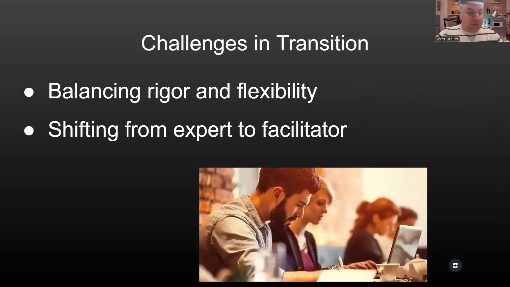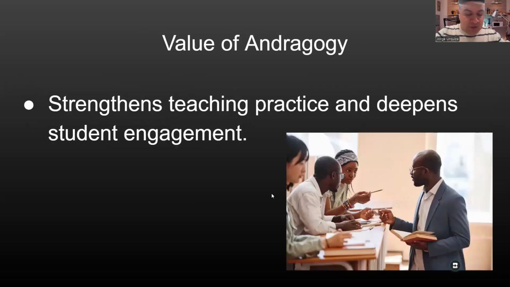That being said, transitioning into andragogy may also bring hesitation. One concern that my colleague had when he transitioned to the higher education level is finding the balance between academic rigor and flexibility, as well as shifting from being the expert in the classroom to a facilitator of learning. However, embracing andragogy strengthens instruction and deepens student engagement within the classroom.